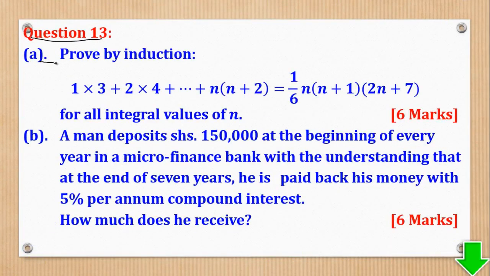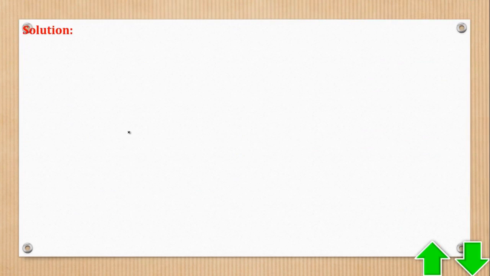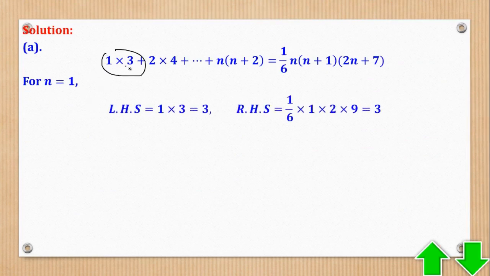Question 13, prove by induction that this is equal to this for all integral values of n. So let's start with that part A. So that's what was given. For n equal to 1, left hand side means the first term, which is 3. Right hand side means we substitute 1 where there is n to give you 3. So they are equal, meaning it is true for n equal to 1.